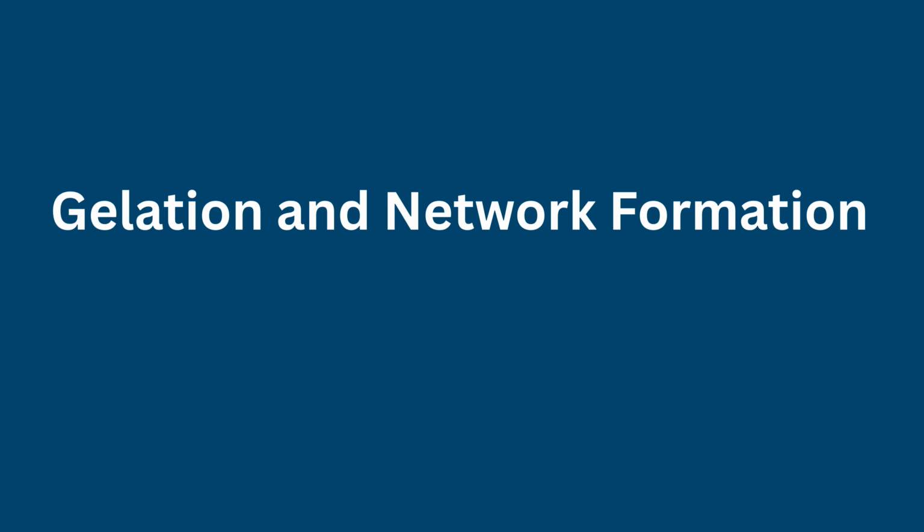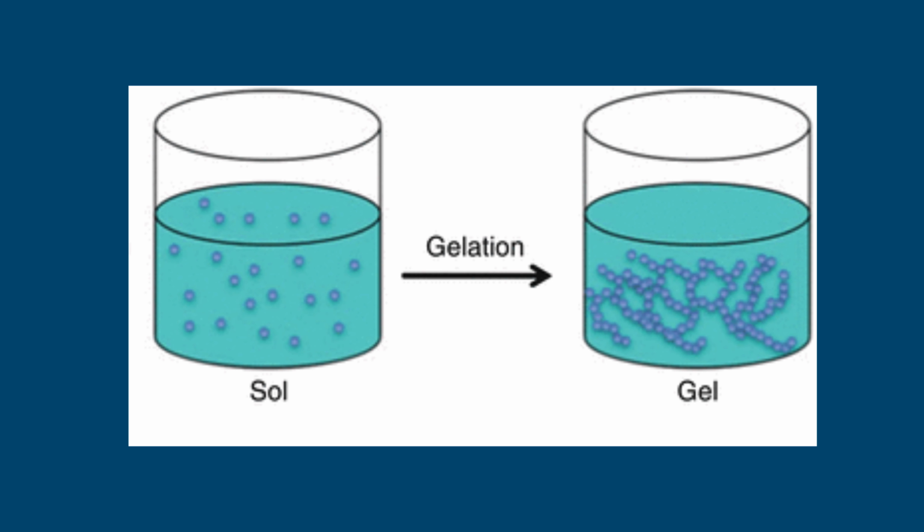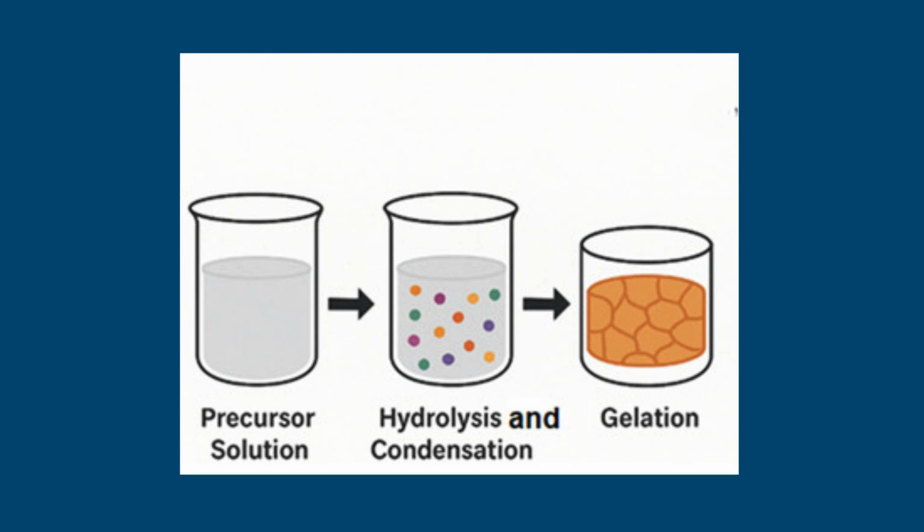Gelation and network formation. Gelation occurs when the growing clusters interconnect to form a continuous three-dimensional network. The gel point depends on precursor functionality, concentration, and cross-linking density. The structural characteristics established during gelation significantly influence the porosity and morphology of the final material.